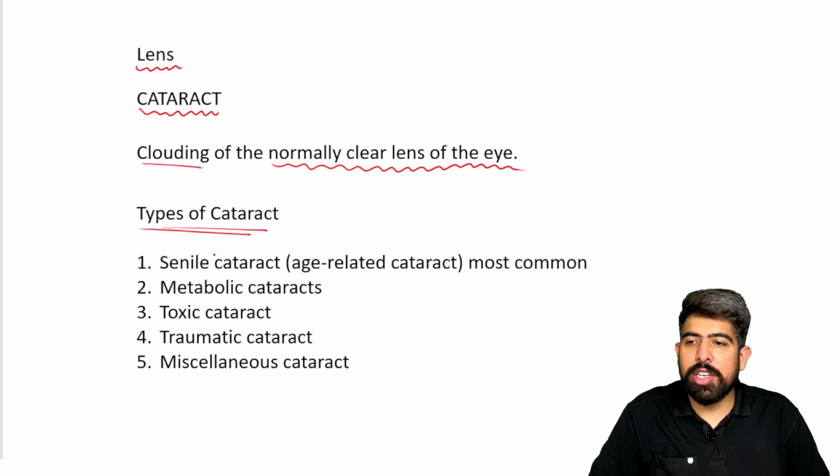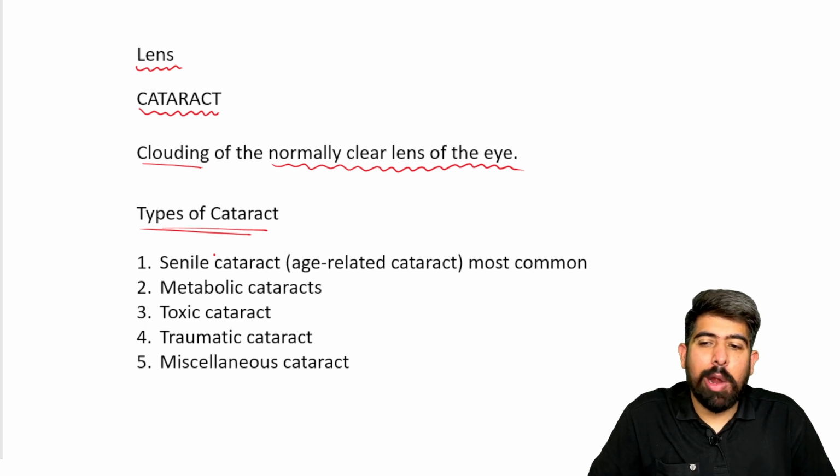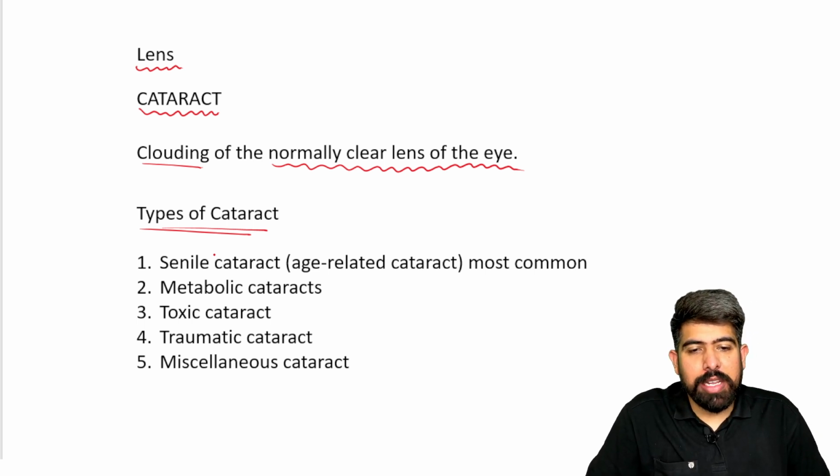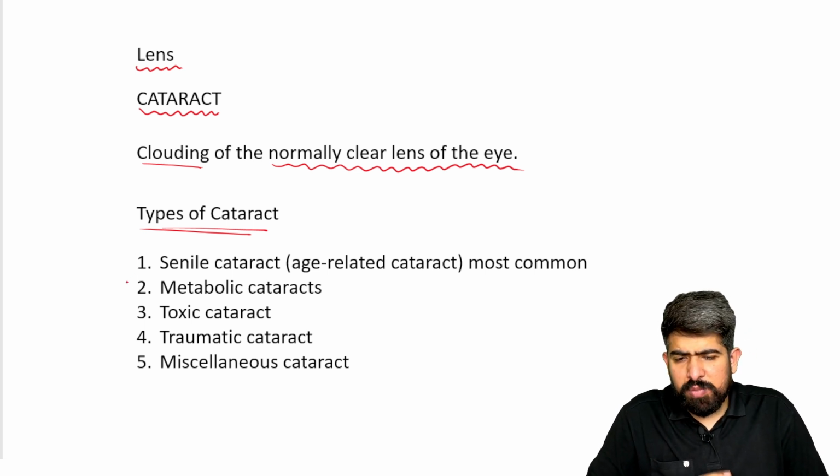Already I told you the lens is normally a transparent structure, right? So what is happening is there will be clouding of the lens. If I'm talking about the types of cataract, we mainly have five types of cataracts which we have to learn about.